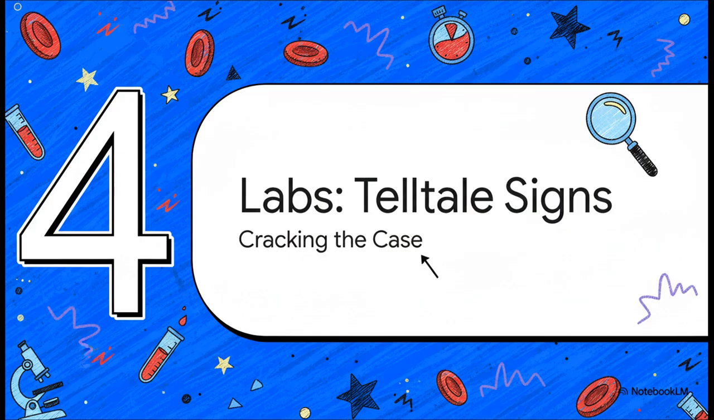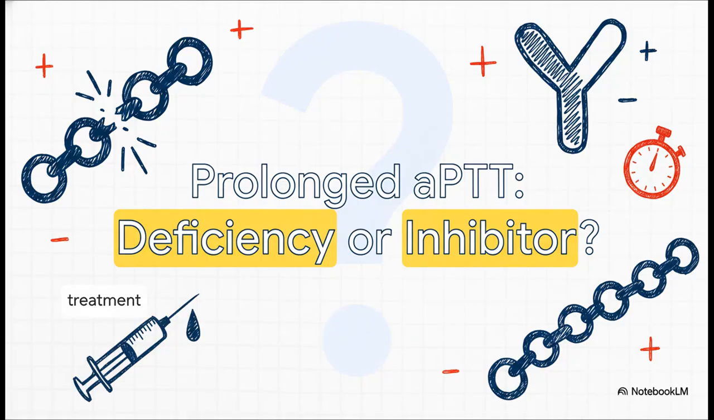Okay, we've met our suspects, we know their MOs. Now it's time to go to the lab and find the hard evidence that's going to point us to the right diagnosis. So you're in this classic clinical scenario, right? A patient is bleeding and their APTT comes back prolonged. That tells you there's a problem in that intrinsic pathway where factors 8 and 9 live. But why? Is it because the factor is missing, like in hemophilia? Or could it be something more sinister, like an antibody, an inhibitor, that's actively destroying the factor?